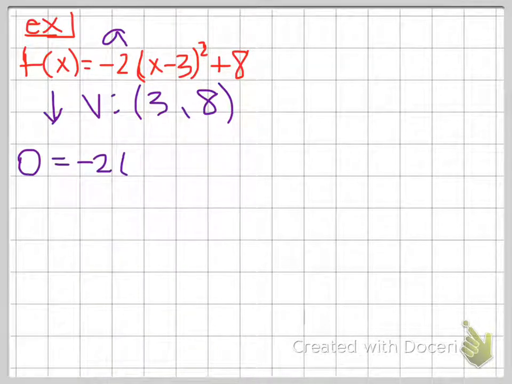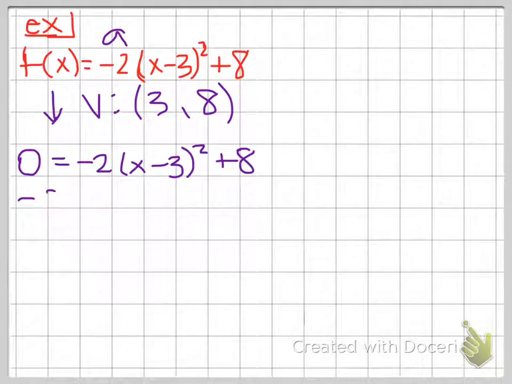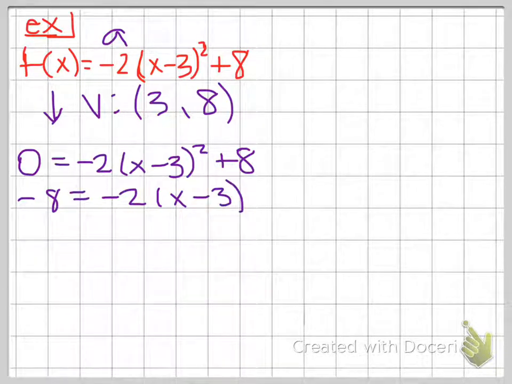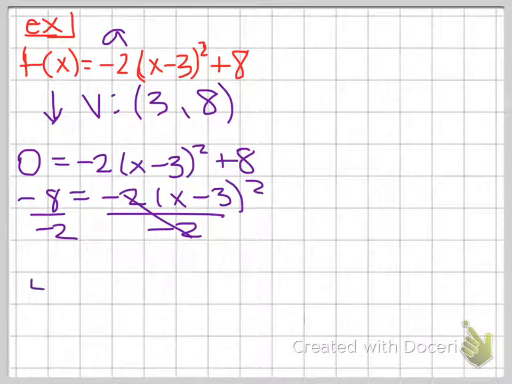We'll set this equal to 0 to solve. As far as solving, rather than foiling it out, I'm going to keep it like this. I'm going to subtract the 8 over, and then we're going to divide both sides by this -2. So now I have 4 equals the quantity x minus 3, squared.